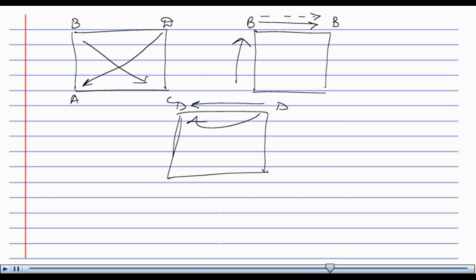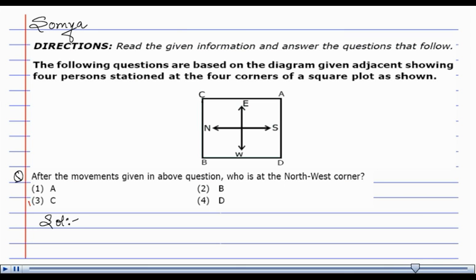So, we can clearly say that on the northwest corner, the person who is standing is obviously C. Thus, option number 3 is the correct answer.